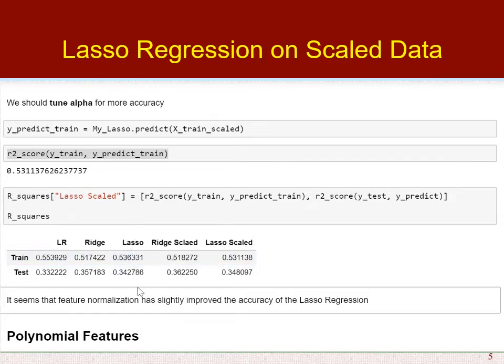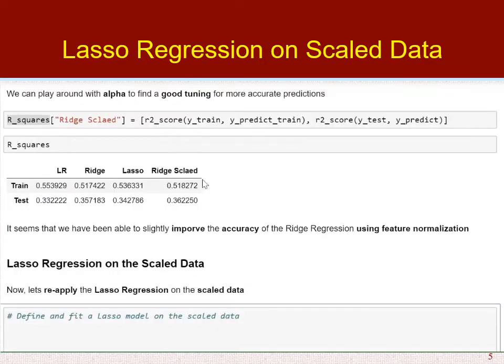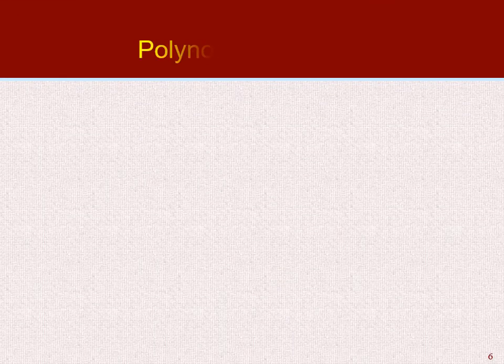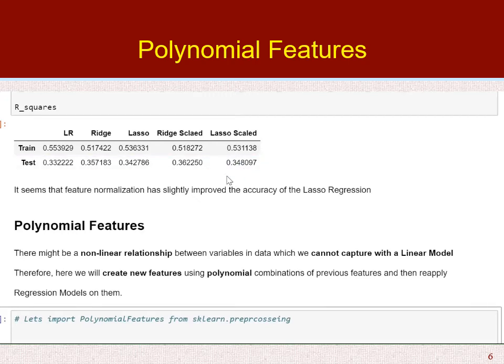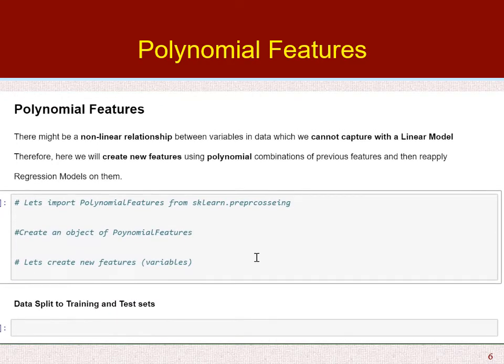The gap for Lasso for the test is a little bit improved, just a little bit. So using the scaled data, or normalizing data, we were able to make the gap between the training and test accuracy scores smaller. Now we want to use polynomial features.